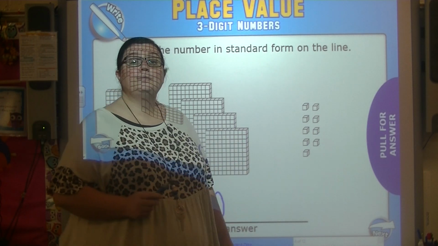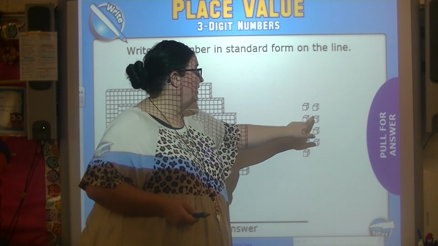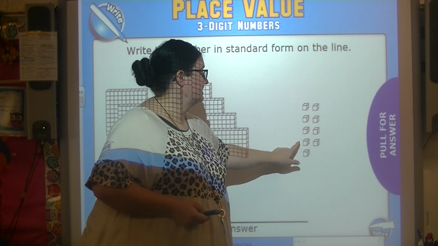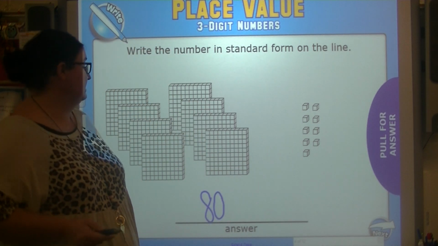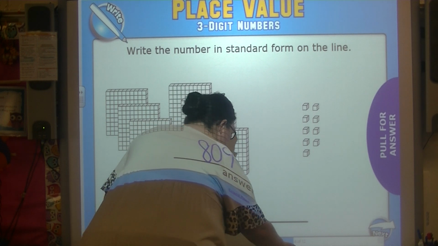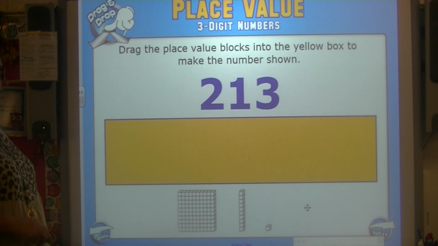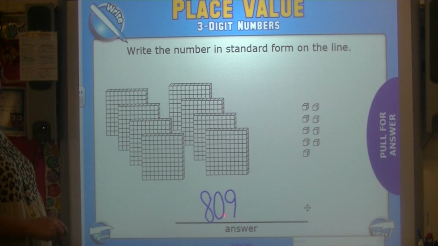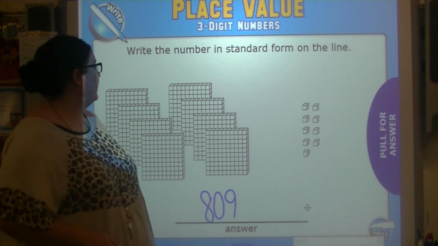Let's count the groups of ones. 1, 2, 3, 4, 5, 6, 7, 8, 9. How many ones? 9. What number do we have? 809.